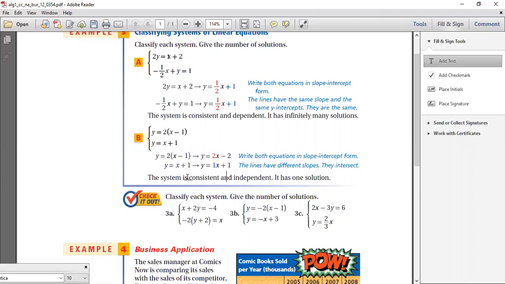So is the system consistent? Yes, because they're talking about two different lines, it will at least have one solution. Now, when you know the system is consistent, check if it is dependent or independent. If it is dependent, it will have many solutions, but these are two different lines. So when two different lines are there, they will just cross at one point. That means it is independent because it will have only one solution. So that's why they wrote that the system is consistent and independent and it has one solution. So this is how you are going to write.